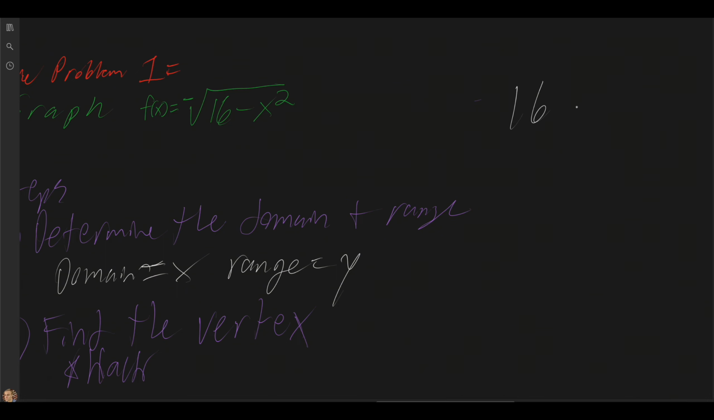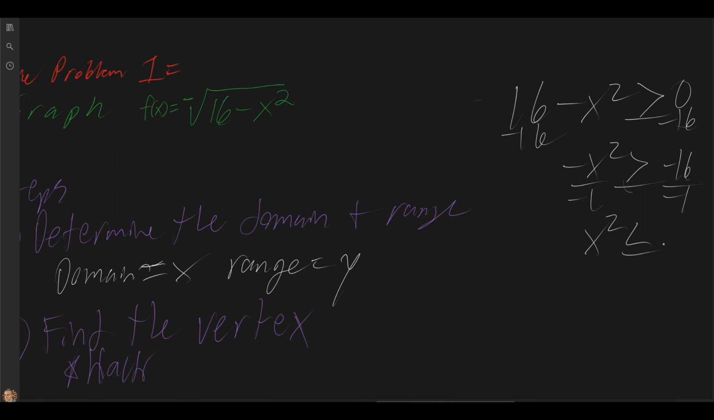We do 16 minus x squared is greater than or equal to 0. And so once we do some algebra over here, negative x squared is greater than or equal to negative 16. And whenever we divide by negative 1 to cancel out the negatives, this sign actually flips over. And then finally we square root. So x is going to be less than or equal to 4.